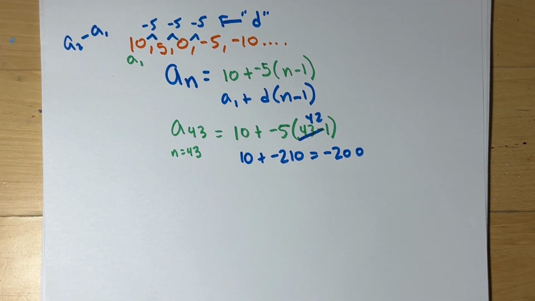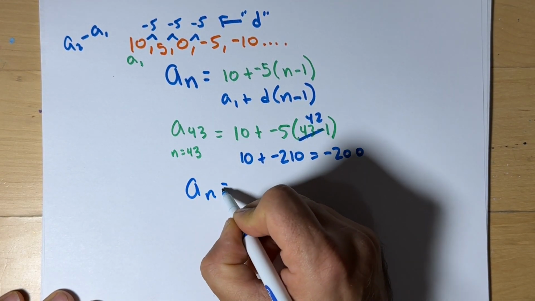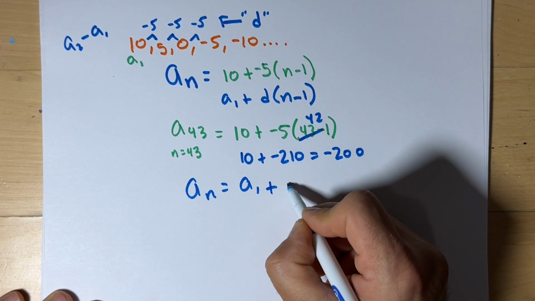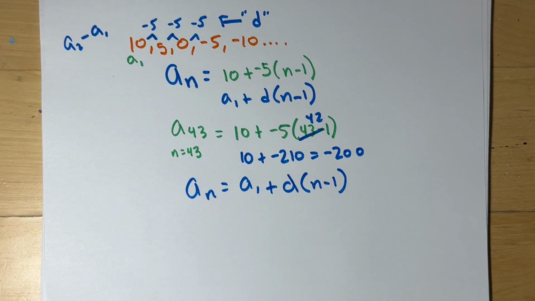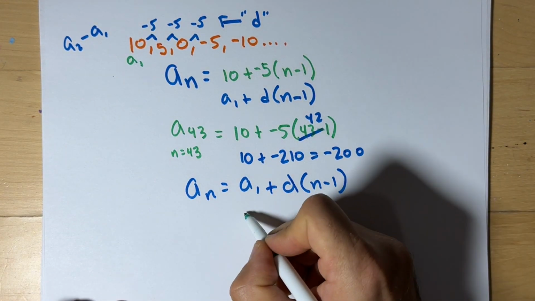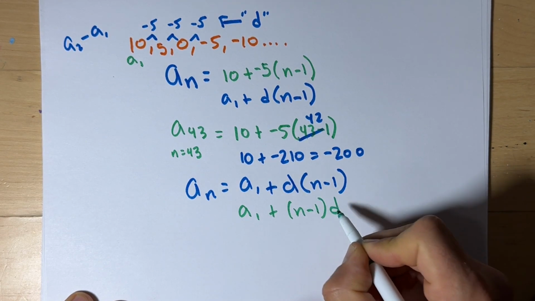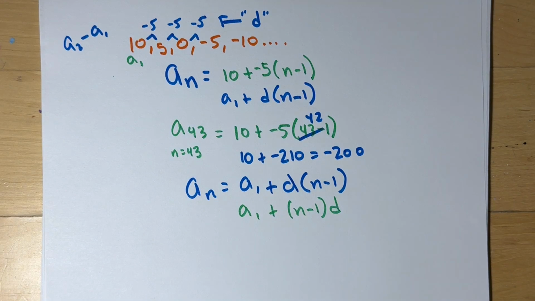So our explicit formula, to find any number, we plug in the first one plus the common difference times n minus 1. Now some teachers will write it this way: a1 plus n minus 1 times d. You can move the d to the back. When we distribute, we're more used to having it in the front. Now some people will also multiply everything out and simplify it.